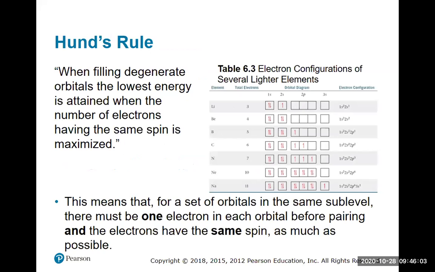We talked about Hund's rule. When we're filling degenerate orbitals, the lowest energy is by having the same spin maximized. So in other words, when we're filling a degenerate set, we want all of the arrows facing up. We don't start pairing them till we fill them all with one facing up.